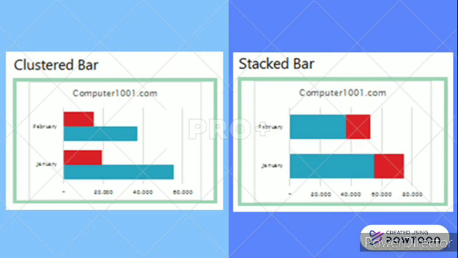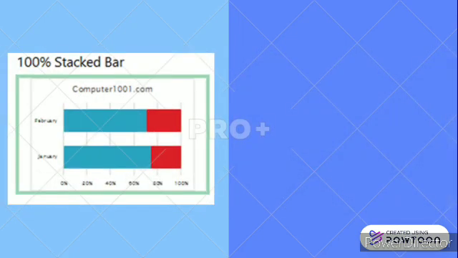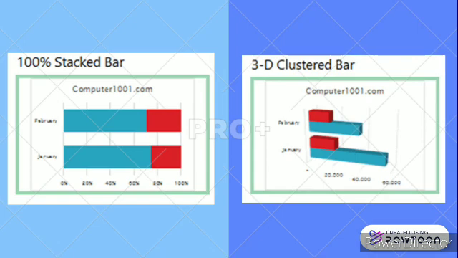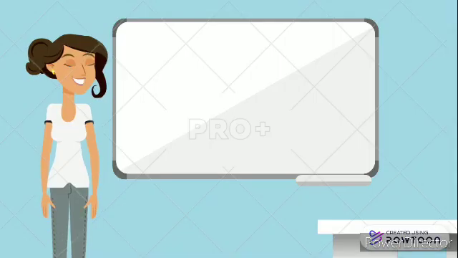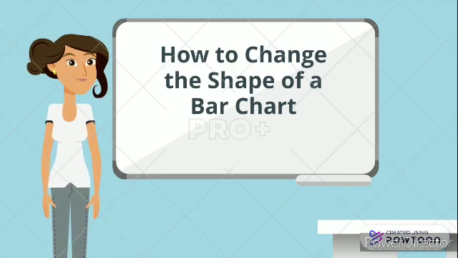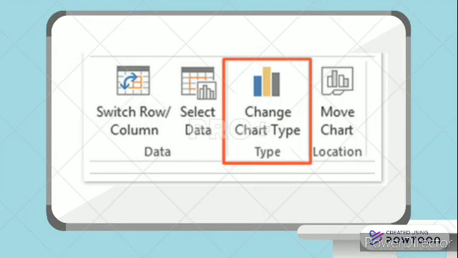In Excel 2007 and 2010, there are also cylinder, cone, and pyramid bar charts in horizontal form. However, in Excel 2013, 2016, 2019, and Microsoft 365. How to change the shape of a bar chart. For example, let's say we want to change the diagram from a clustered bar to a stacked bar, or from 2D to 3D. Steps. 1.